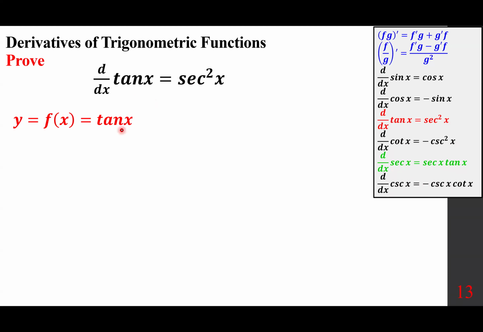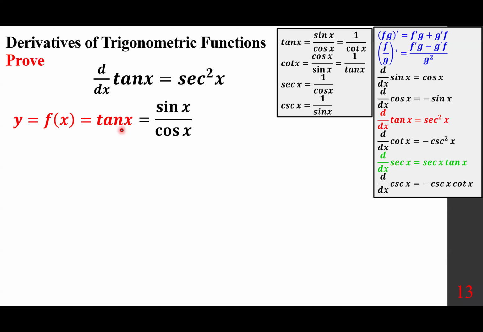So we're going to write the tan x as sine x over cosine x. And I'm going to remind you of reciprocal identities. Tan x is 1 over cotangent x. Cotangent is 1 over tan x. Secant is 1 over cosine. Cosecant is 1 over sine. Those are called reciprocal identities. Also, tan x is sine over cosine. Cotangent is cosine over sine. So we use one of those because we have the information about sine and cosine. We are going to go with sine and cosine.